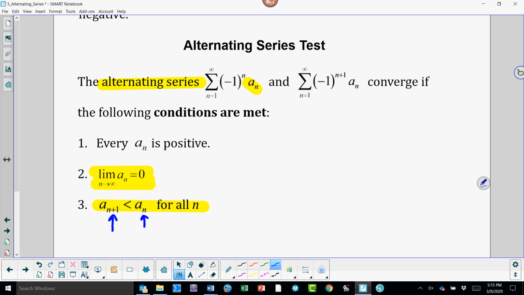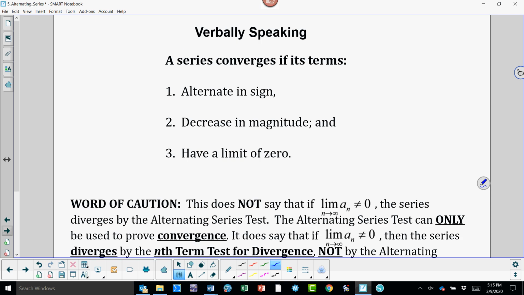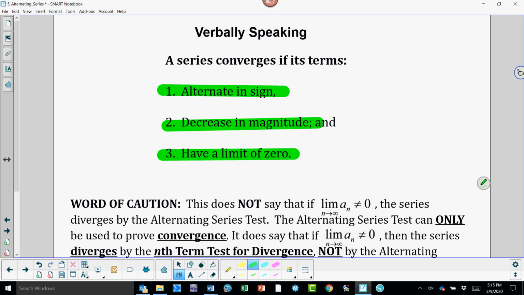So in words, much easier. Verbally, we're saying that we have to have something that alternates, so it's an alternating series. It decreases in magnitude, and it has a limit of 0.